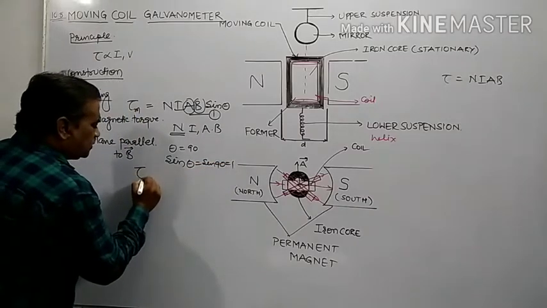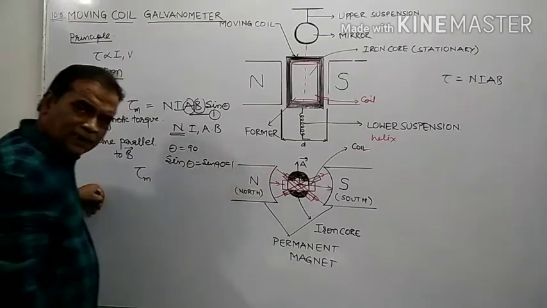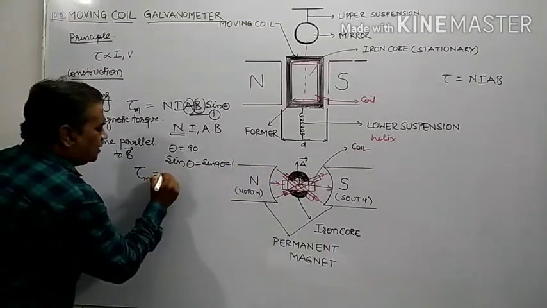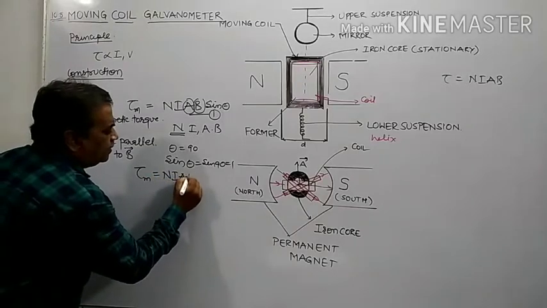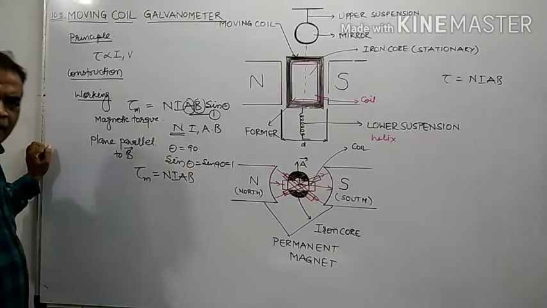So the magnetic torque, one of the torques which is acting on a coil, is given by NIAB because sine theta is equal to 1. Due to what? Due to the radial magnetic field.